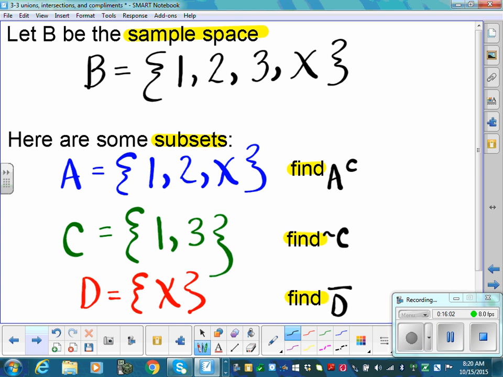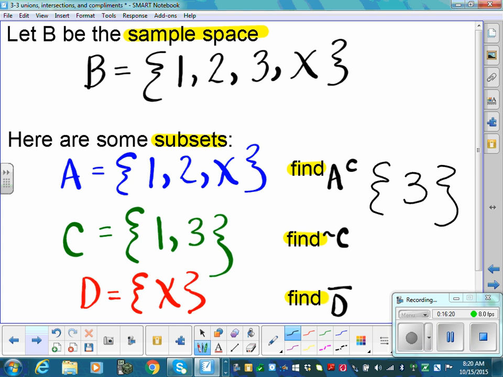So the complement of A means everything not in A that was in the sample space. So we had a 1, a 2, and an X. What did we leave out of our sample space? 3. So the complement of A would be the set of 3. Questions on that?